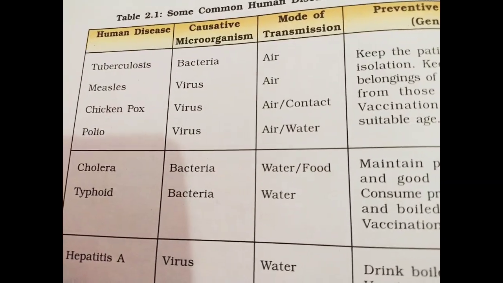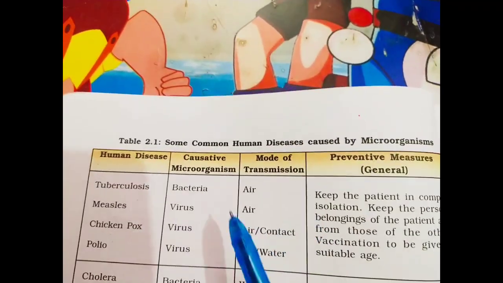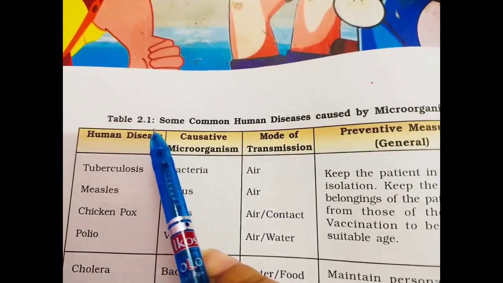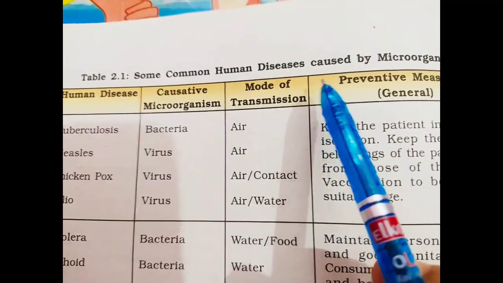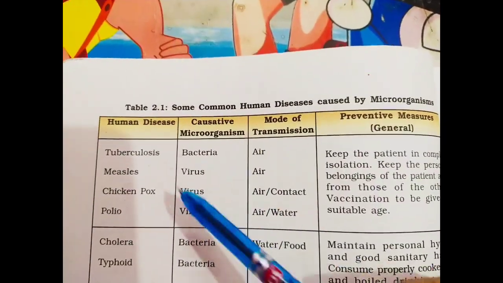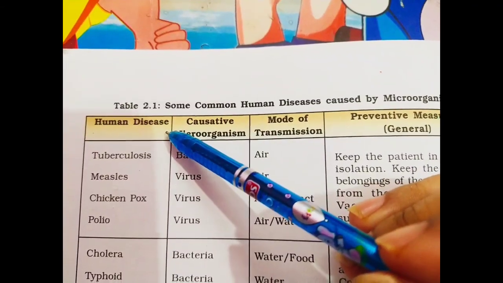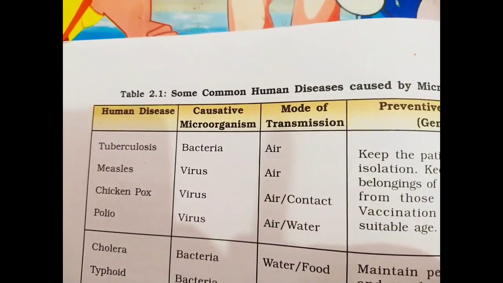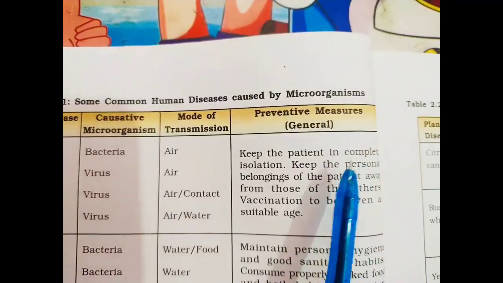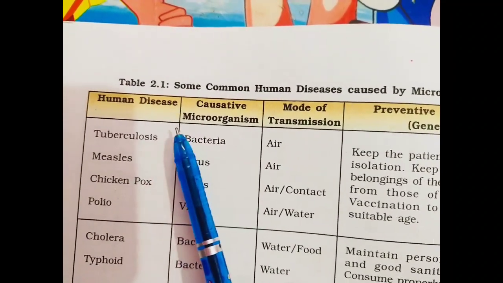Children, today on page number 24, I'm going to start a topic in the form of a table, table number 2.1, some common human diseases caused by microorganisms. So this is the table, children. Here you can see 4 columns are given. First column is human disease, second is causative microorganism, third is mode of transmission, and fourth is preventive measure.